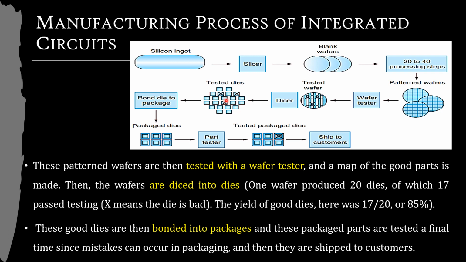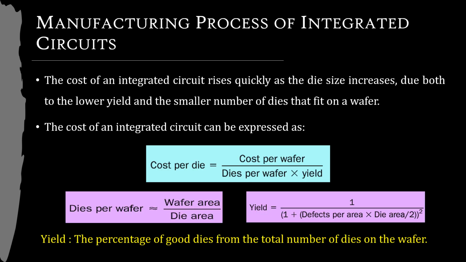The good dies are then bonded into packages and these packaged parts are again tested by means of a part tester to check whether any mistakes occurred while packaging. The good tested packaged dies are then shipped to customers.